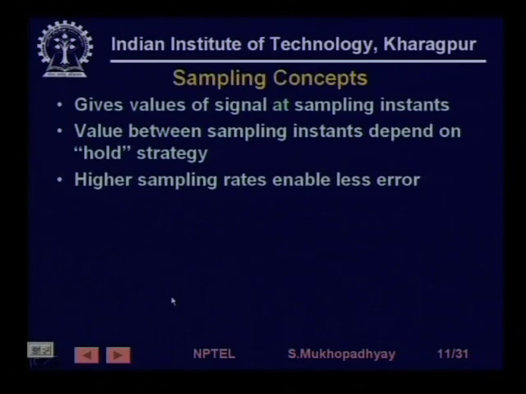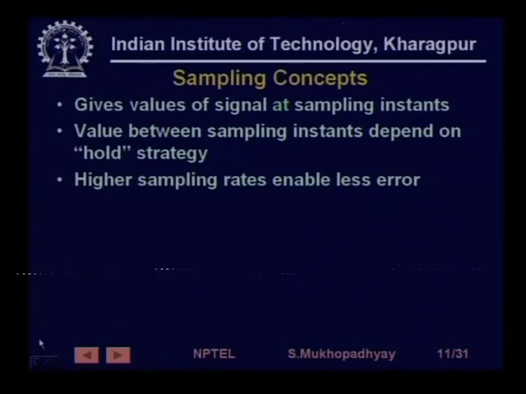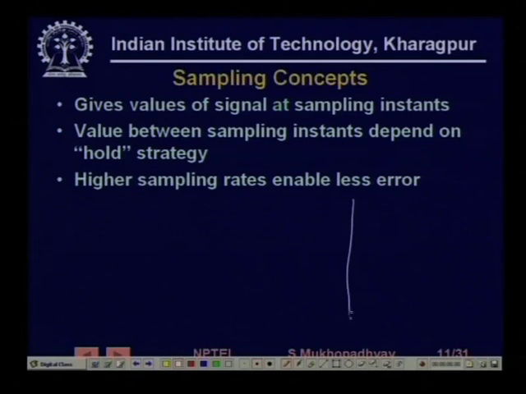Now, before we look at the AD converter, let us take a look at some sampling concepts. First thing that we must remember is that the sampling value which you get from the AD converter is at the sampling instant. So, it is just at the sampling instant, and ideally speaking, you have an analog signal and you are sampling it here and here and here.